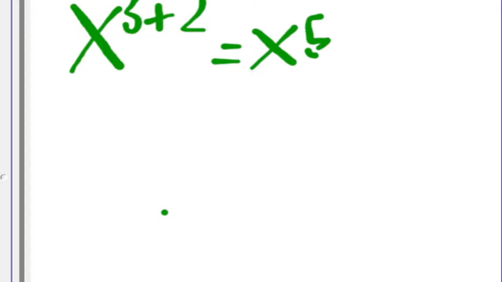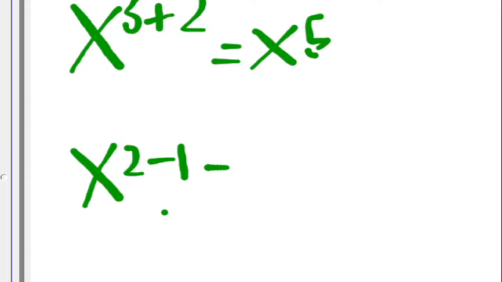Another example is x squared minus 1. It would equal x to the first power.